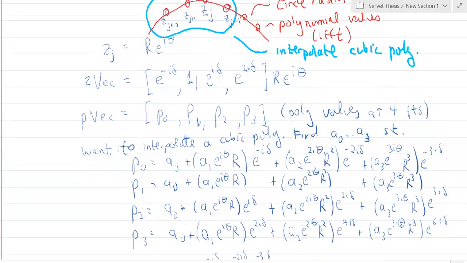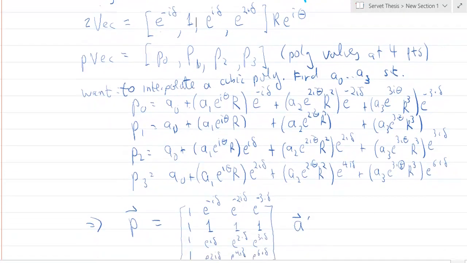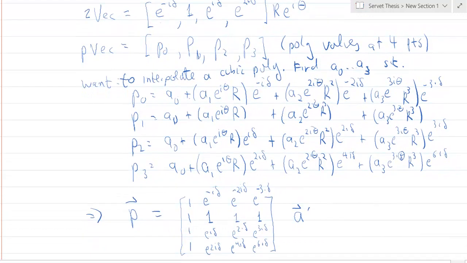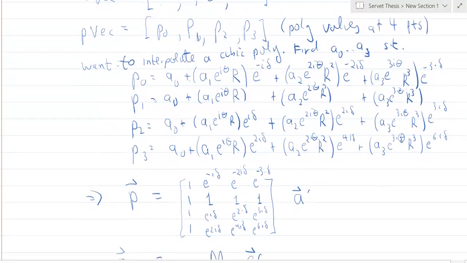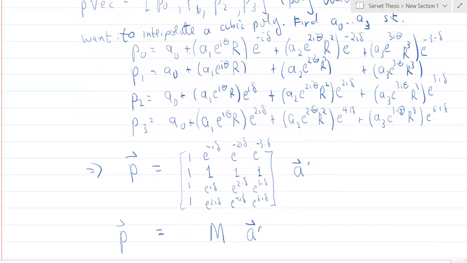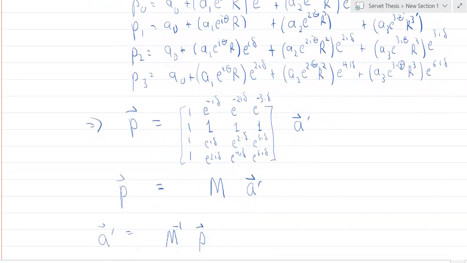All right, so here I have 4 equations in my 4 unknowns, a0, a1, a2, a3. And again, these a's have nothing to do with the original a's that define the polynomial. All right. Now I can express this sequence of 4 equations here as a single matrix equation. I can express P as a vector of 4 entries. The coefficients I can express this way. And then I write A prime. So let me define A prime here.